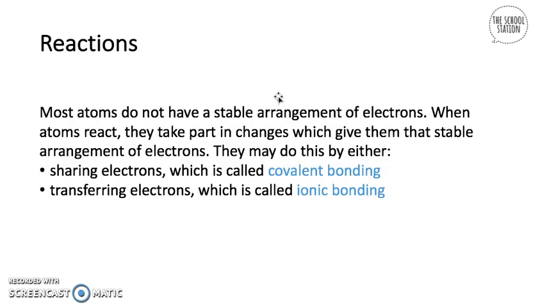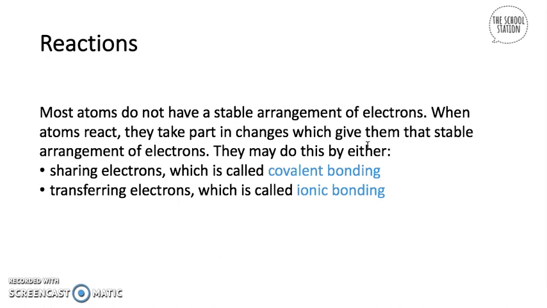So now we have to talk about reactions. As I said, most atoms do not have a stable arrangement of electrons because they do not have the full number of electrons in the outer shell. When atoms react, they take part in changes which give them that stable arrangement of electrons. They may do this by either sharing electrons, which is called covalent bonding, or transferring electrons, which is called ionic bonding. So these are the 2 main ways of allowing atoms to get a stable arrangement of electrons, to allow electrons to be filled up in the outer shell.